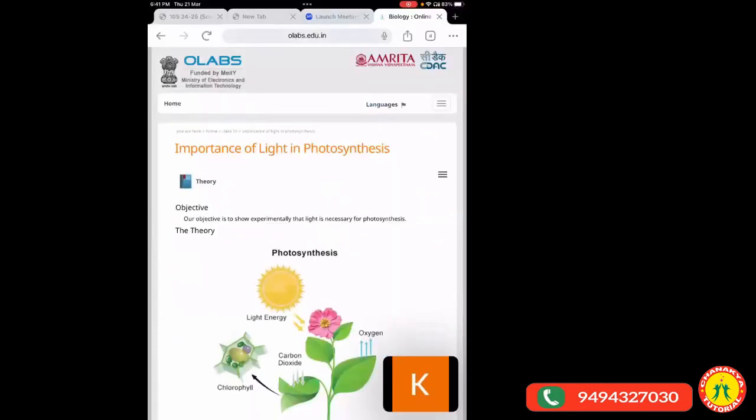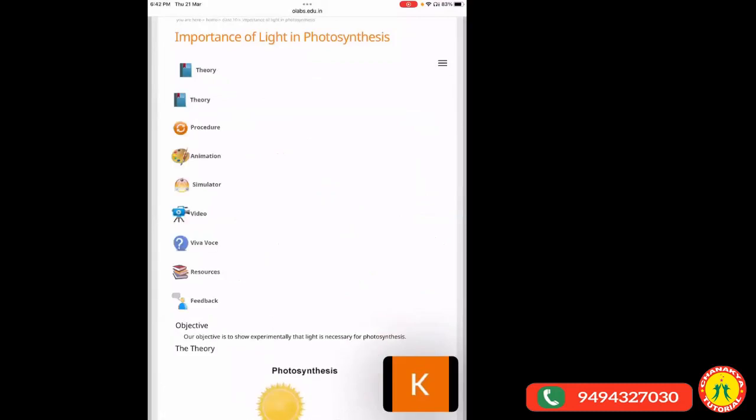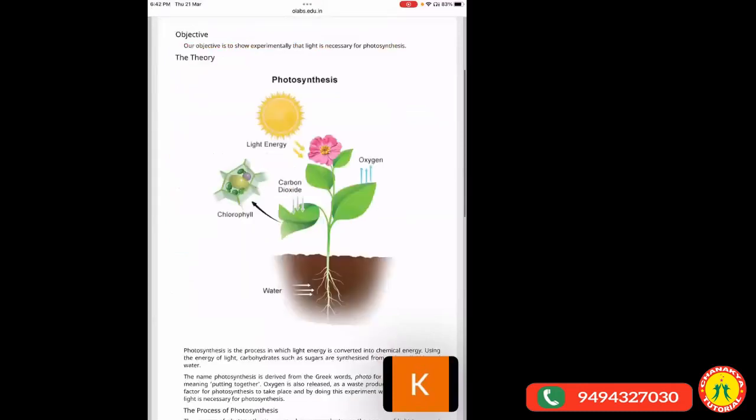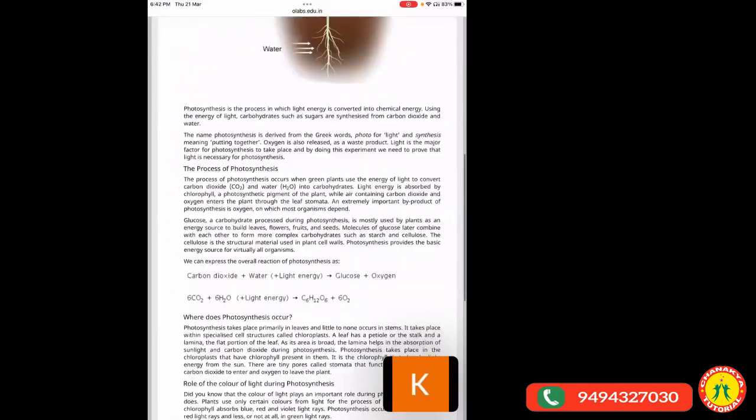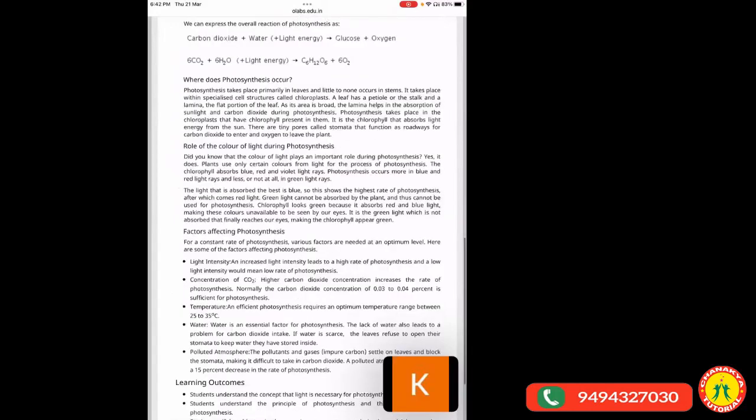For photosynthesis, we have one experiment called the importance of light in photosynthesis. We have already discussed that carbon dioxide is important for photosynthesis. In the same way, we should know the importance of light. They have different sections. The second one is the procedure. The third one, animation. In the theory part, you will study what it is all about, how the process happens, what the equation is, where it occurs, the role of the color, and the factors affecting it.